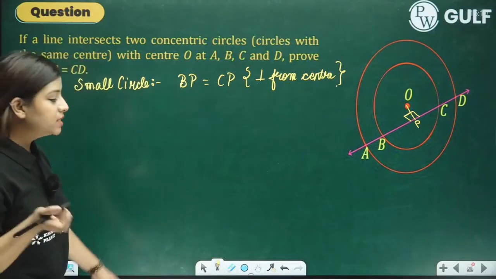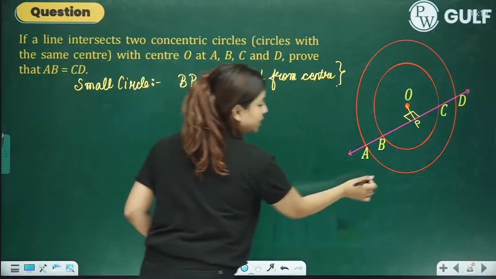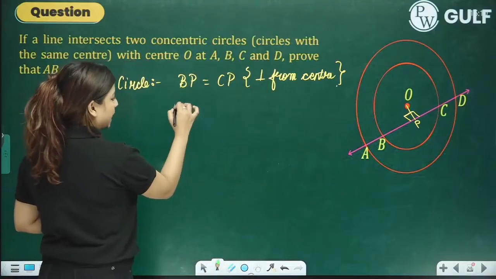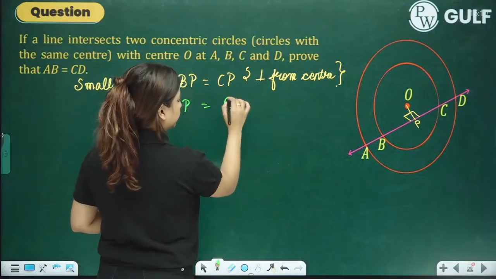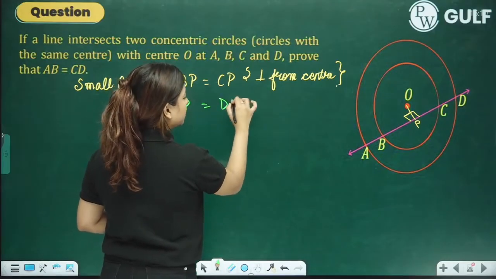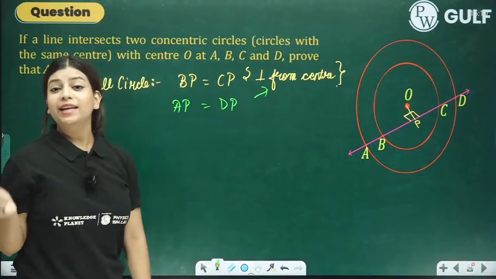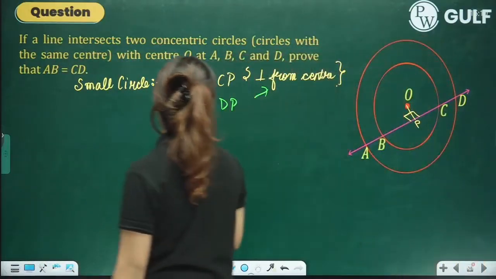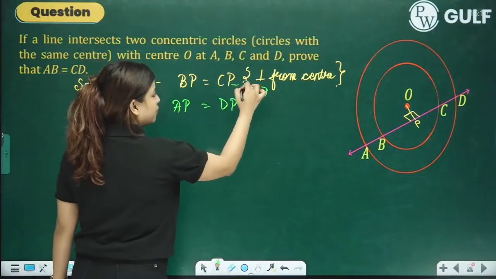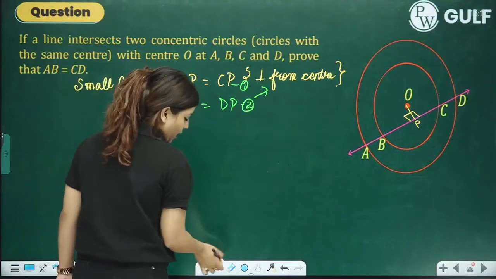Now, in the bigger circle, students, again we can do the same thing. That means AP is equal to DP, right? The reason is the same, that the perpendicular from the center of the circle bisects the chord. That's why they are equal. Now, let's say this is the first equation and this is the second equation.